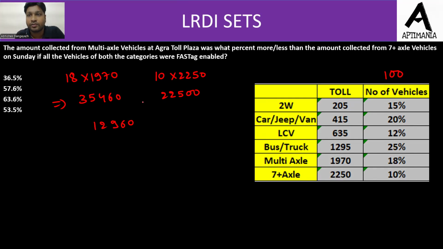And this difference was what percent? So basically we need to find what percent more or less this difference was. So the base value is 22,500 only. Now we need to multiply it by 100 to find it in percentage terms. So when we calculate this, you will get 57.6% as the answer, right? So the correct answer is option B.